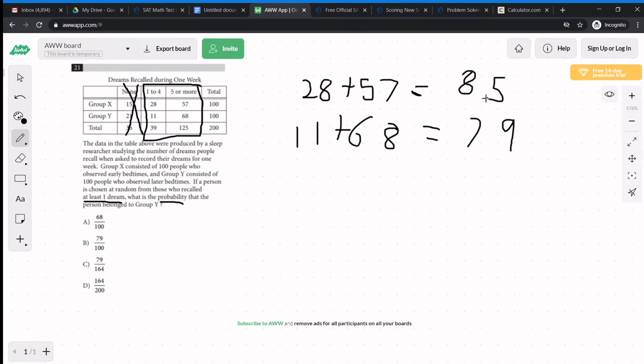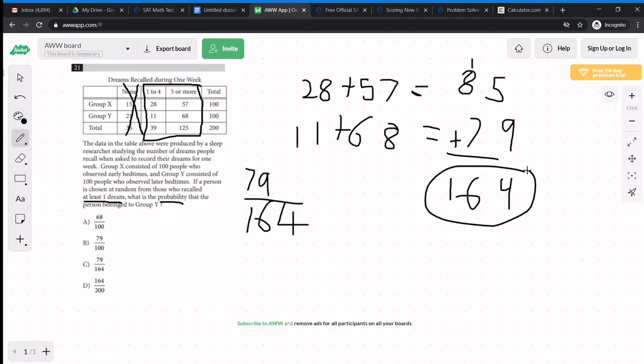So how many people belong in group Y? 79 out of the total. Let's see how much you get when you add up both of them. 164. 79 over 164. So out of the total 164 people, 79 were from group Y. Right? 164 people that experienced one or more dreams. 79 were from group Y. 85 were from group X. The probability of choosing a person from group Y randomly is 79 over 164, which is answer C.